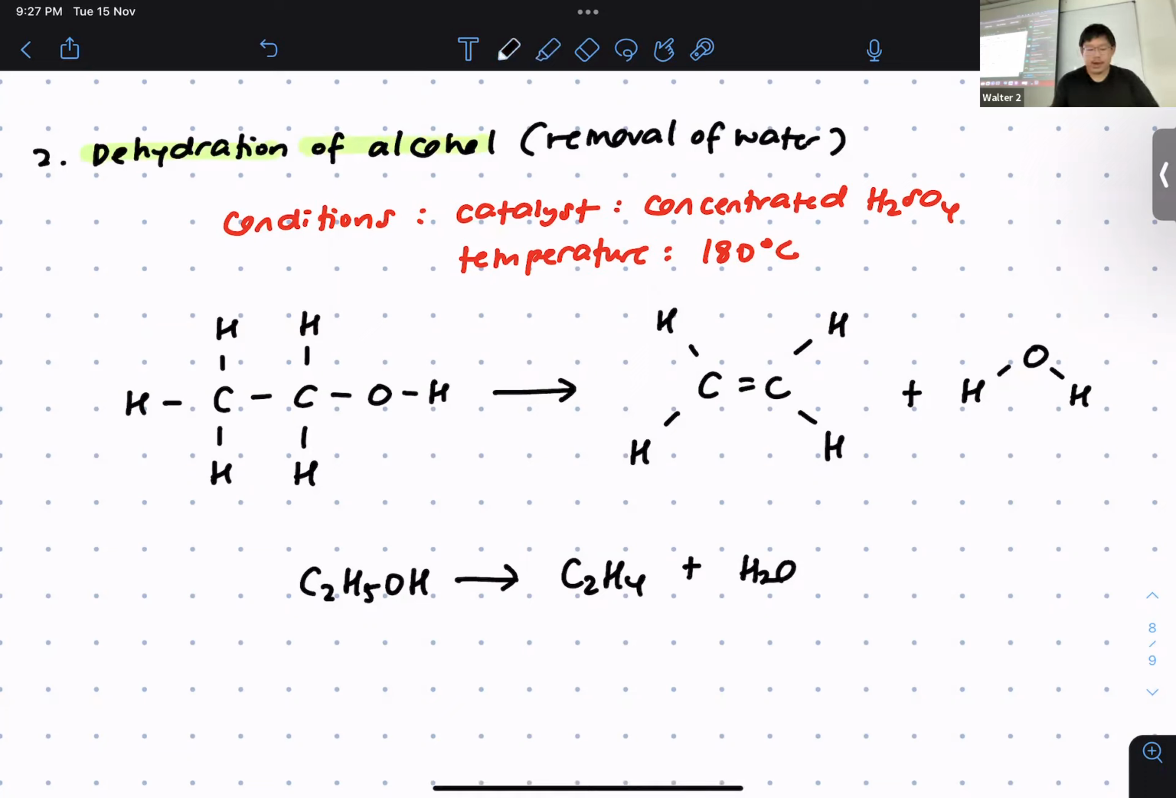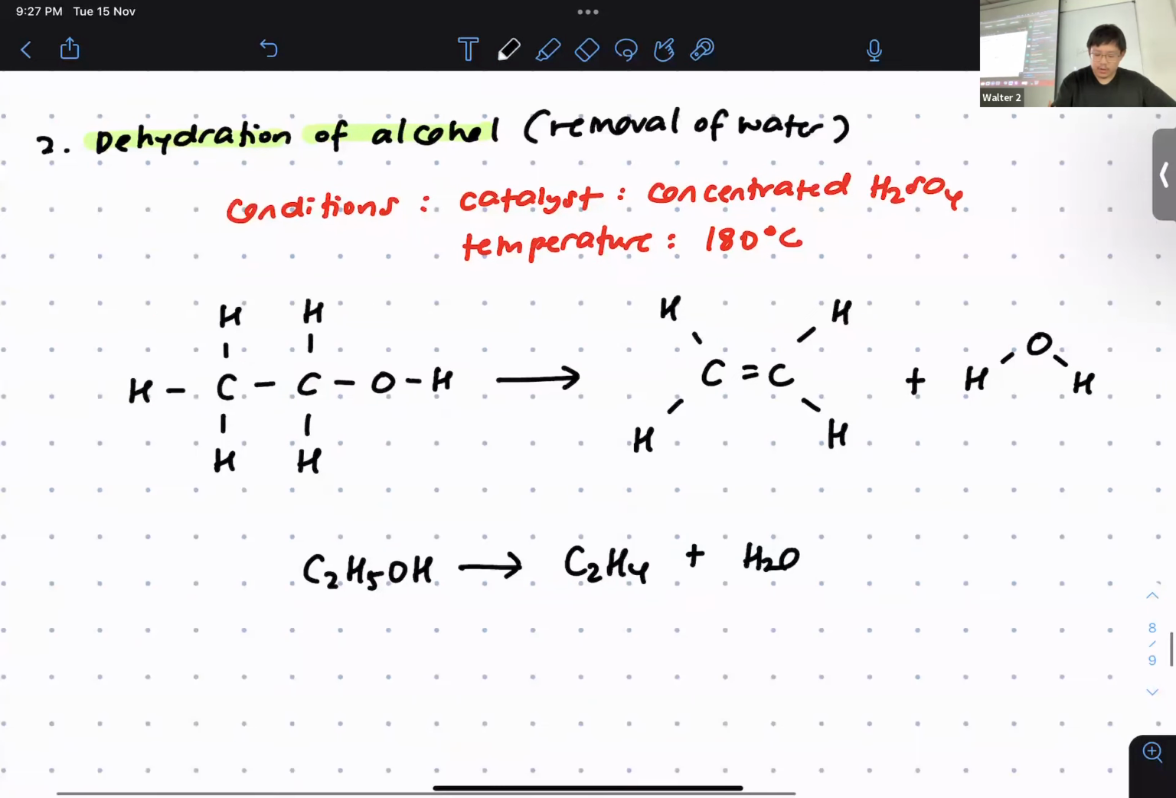And then after that, we have the third one, which is oxidation of alcohol. When alcohol is oxidized, you'll be able to get a carboxylic acid. So, for example, ethanol will be oxidized by using a very strong oxidizing agent. It will be able to convert the alcohol into a carboxylic acid. So the third one over here will be oxidation of alcohol.